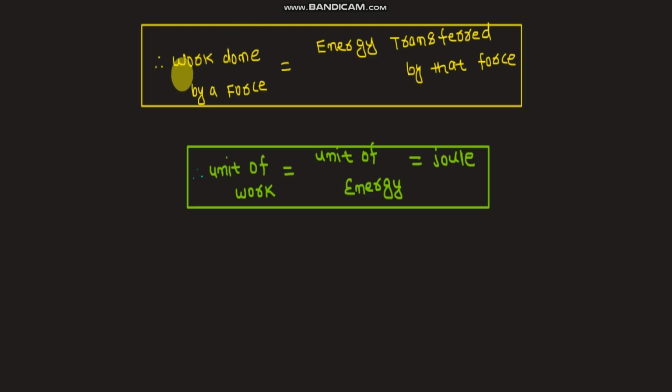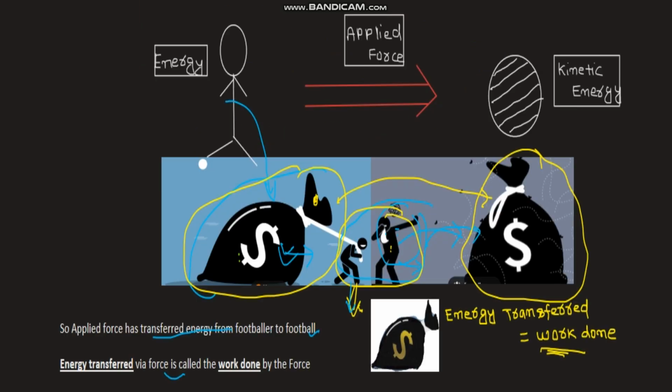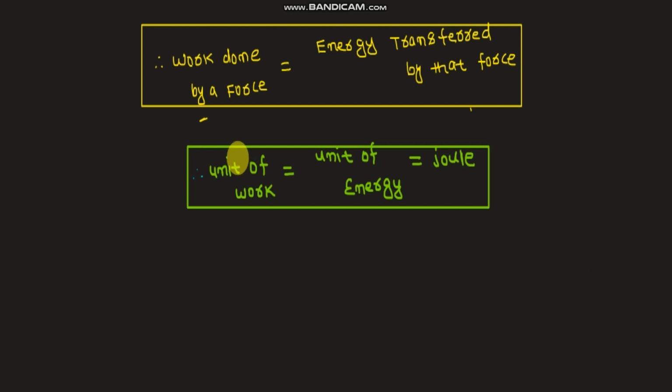The same we see here. Work done by a force is nothing but energy transferred by that force. This force is transferring energy from here to here. The energy which has been transferred from footballer to football is nothing but the work done. So remember, work done is always an energy. That's why the unit of work is the same as the unit of energy, that is joule.